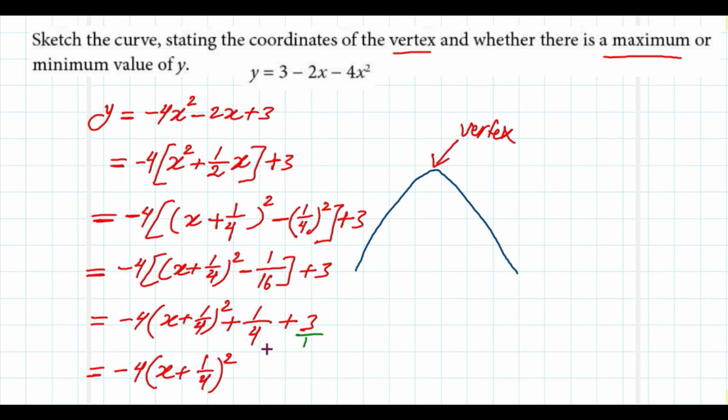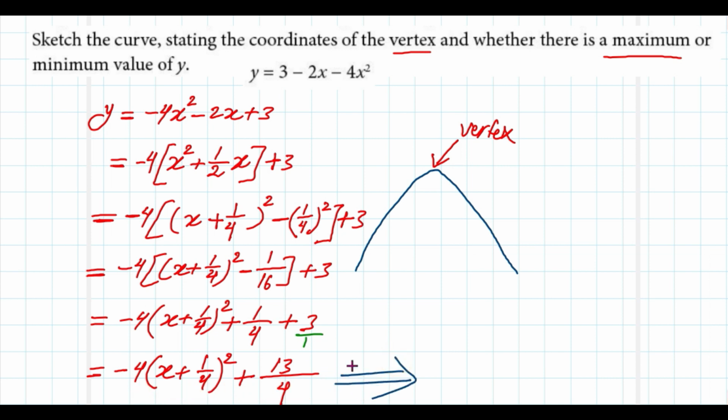So you should say the common denominator is 4. Then for the second term, we multiply it by 4 over 4 in order to make the common denominator. Then 4 times 3 is 12. Plus 1, it becomes 13. Therefore, here we just write 13 over 4. Now you see that this form of the quadratic equation is the same as the vertex form.